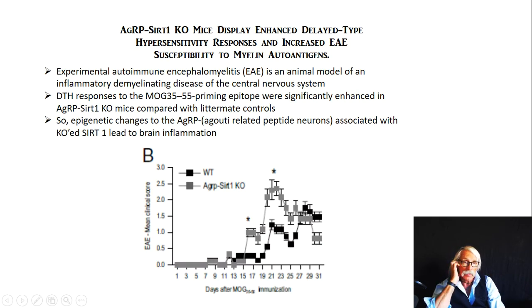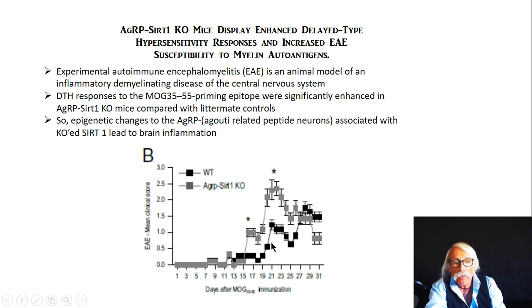All right, continuing. We're almost done here. I think this might be the last data. The Sirtuin knockout mice displayed enhanced delayed type hypersensitivity response and increased EAE, remember that's the model for MS, to the myelin autoantigens, which is what you do to induce it. Now, the myelin autoantigen is this MOG. This is a particular peptide of a certain size. When you immunize with that, you basically can induce MS. That's what's being done here, right?